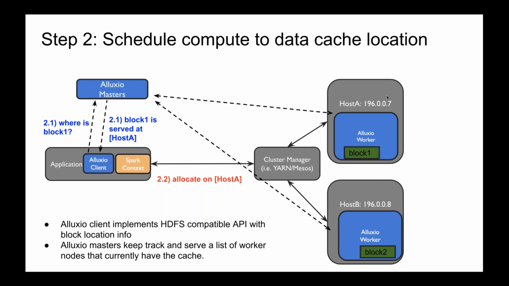So essentially, the takeaway from this slide is that the Alluxio client, because it implements the HDFS compatible API, can return block location information to the Spark job. And because we have the master nodes, which keep track of all this location information, they will keep serving the list of worker nodes that currently have certain data cached.